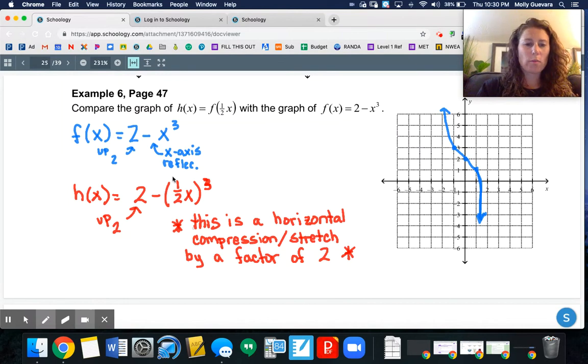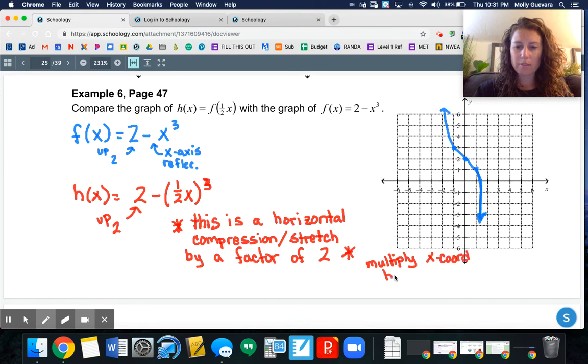Okay, so whatever this number is in front of your x that's inside the function, you're just going to take the reciprocal of that, and that is what you're multiplying by. So this tells me to multiply the x coordinate by 2. So we're going to go ahead and try this here, okay?